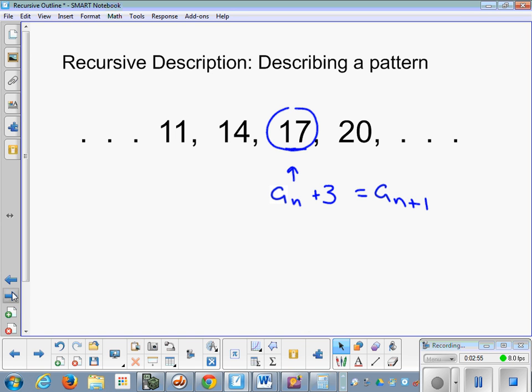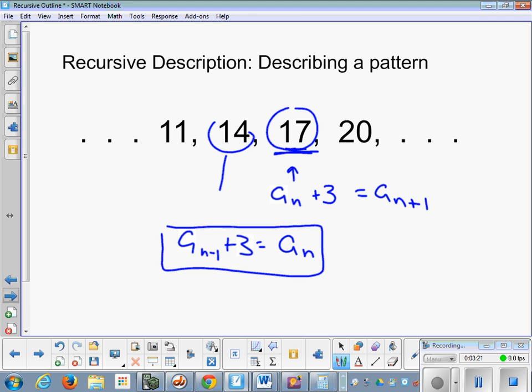I could also, if I wanted to, say, this was the nth term. How did we get there? How is it that I got to 17? Well, I took the previous term and added 3. That would also give me the nth term. So both of these descriptions are accurate and correct. I look at the nth term, I add 3, that gets me to the next term. Or I have the nth term, that means I started with the previous term and added 3.